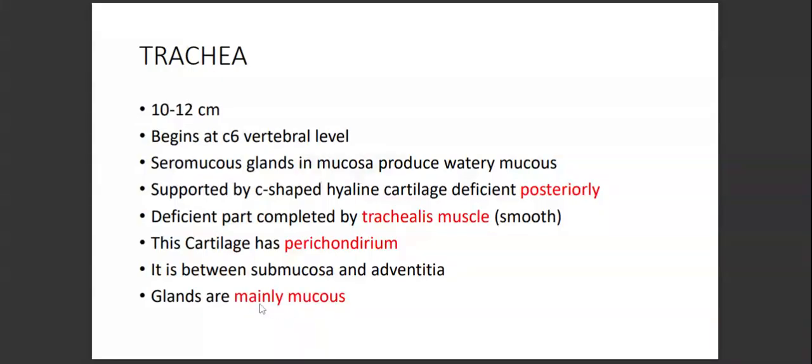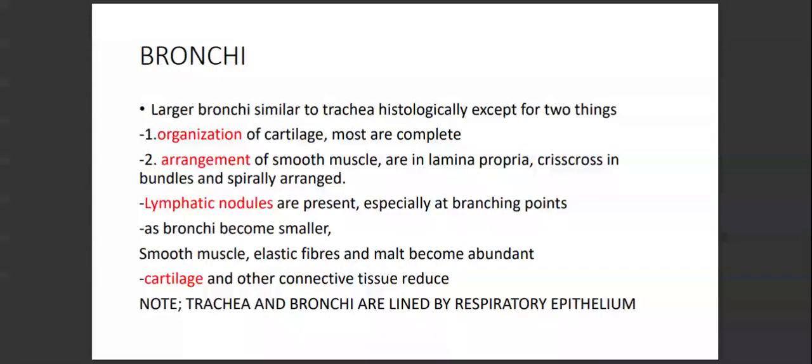Okay, so glands that are mainly found in the trachea are mucus glands. Note the statement here, mainly found. That means we can also find serous glands, but the glands that dominate there are the mucus glands. Okay, so that was all we needed to know about trachea. For further reading, you can consult your notes and other sources of information.